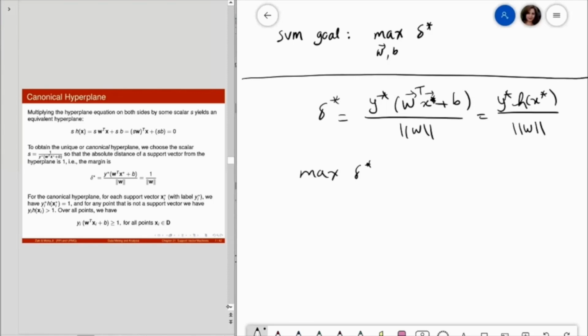So we say, while we are maximizing this delta star, we also need for all of our data points, their yi multiplied by their h of x, or it's equal to W transpose x plus b, to be larger than or equal to 1. For all xi's that are a part of our data set.